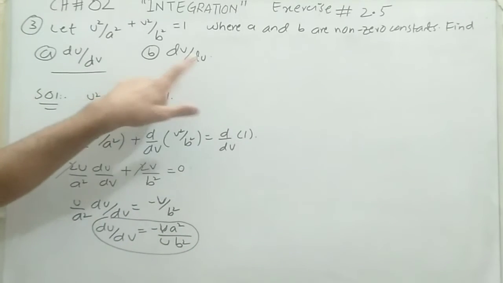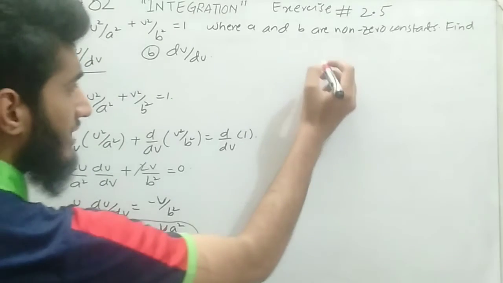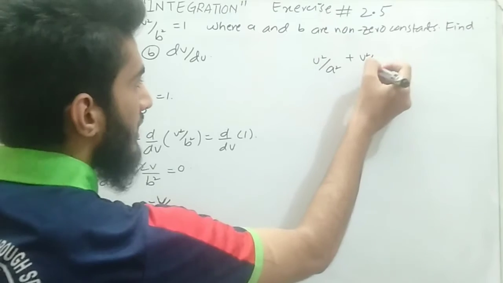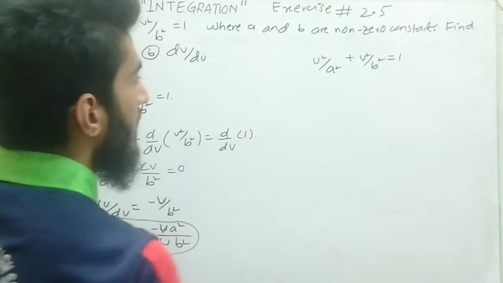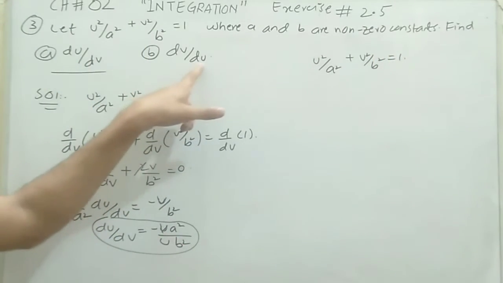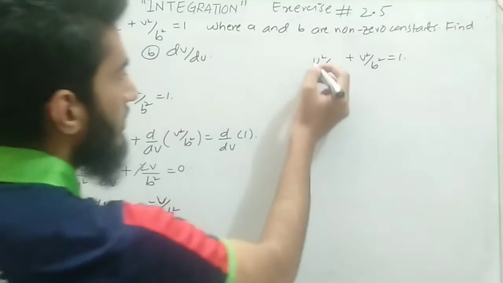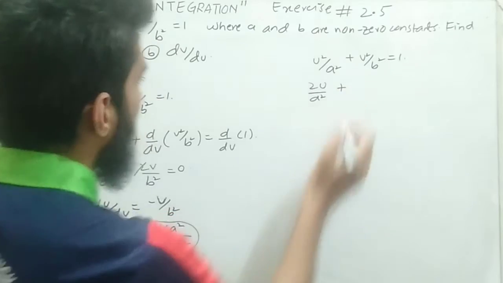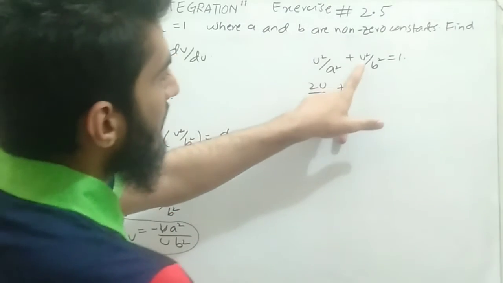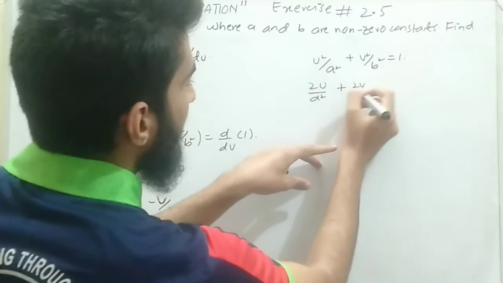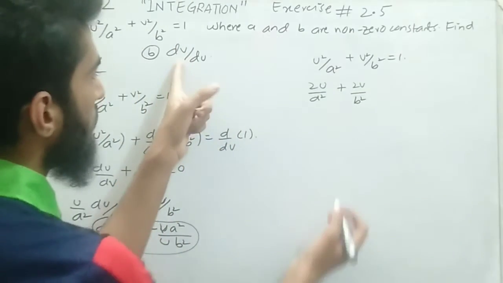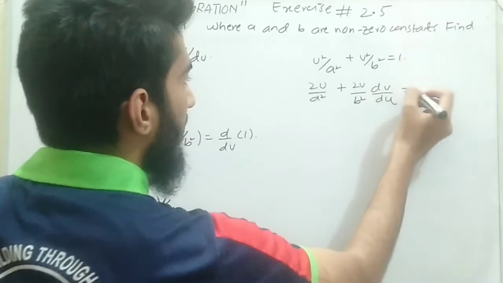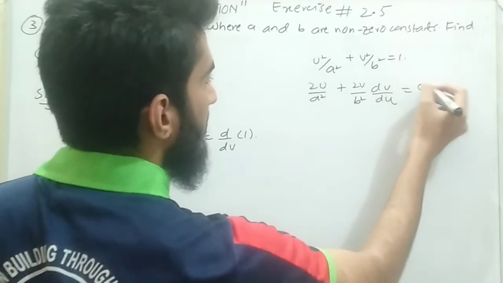Now we are going to find dv by du. Now taking the given equation, u square by a square plus v square divided by b square is equal to 1. Now differentiating both sides with respect to u, it becomes 2u divided by a square plus the inner function is v. So here we will differentiate v, so it becomes 2v divided by b square, but it is inner function, so we will write dv by du, which will be equal to the derivative of 1 is 0.